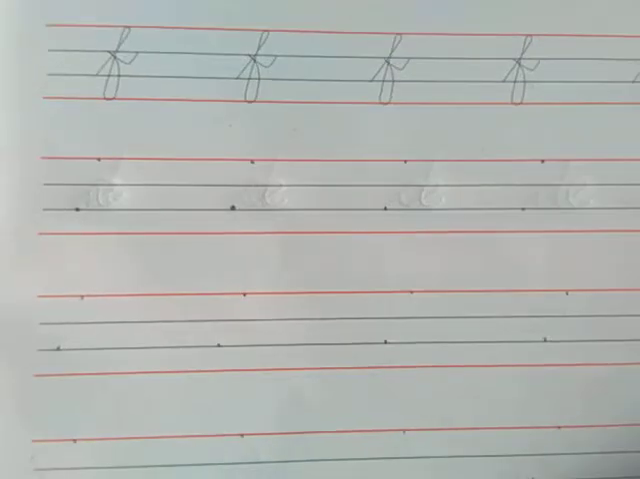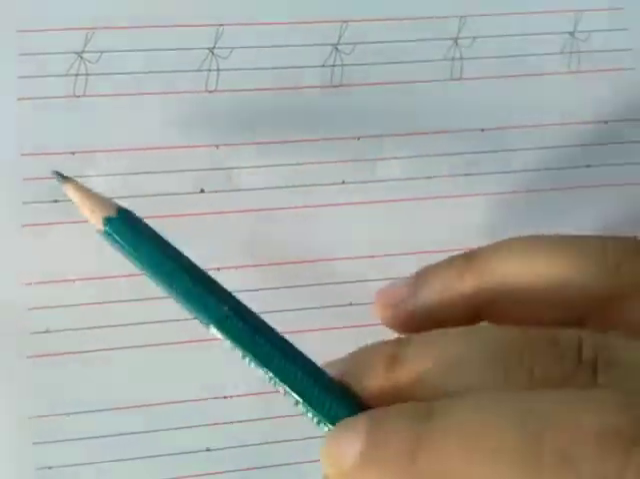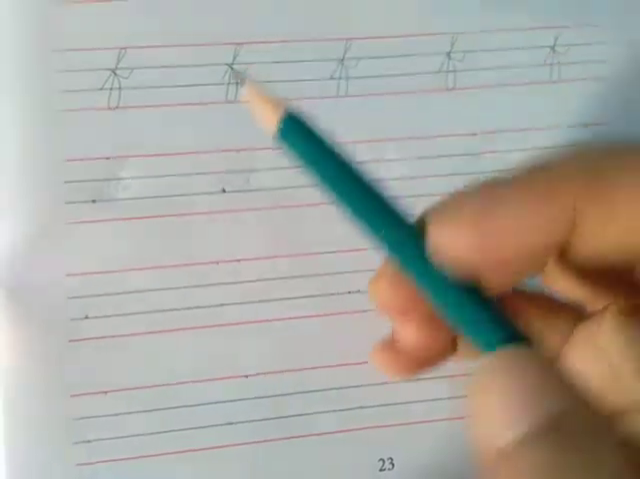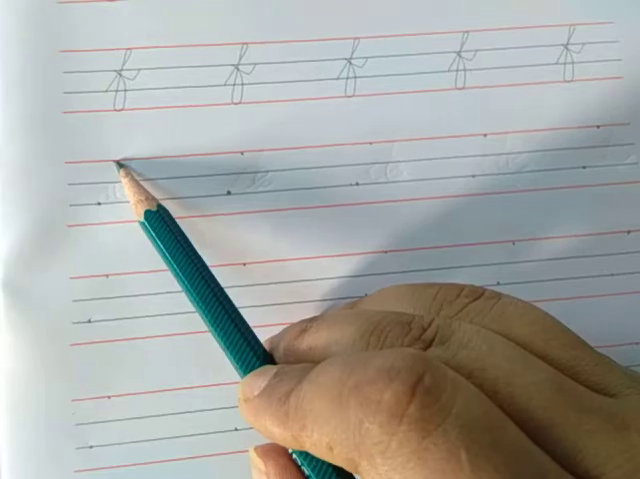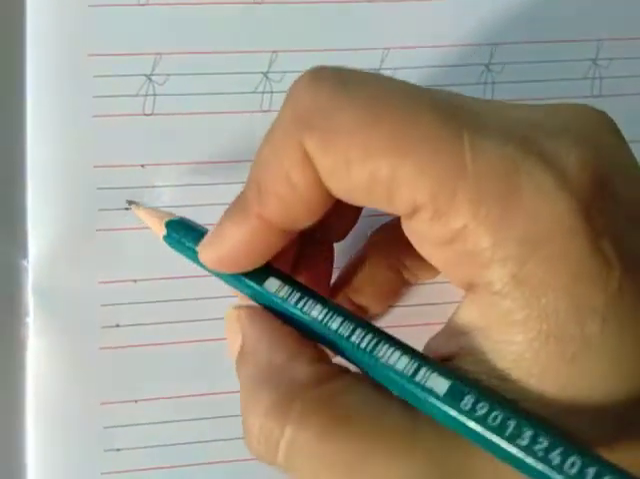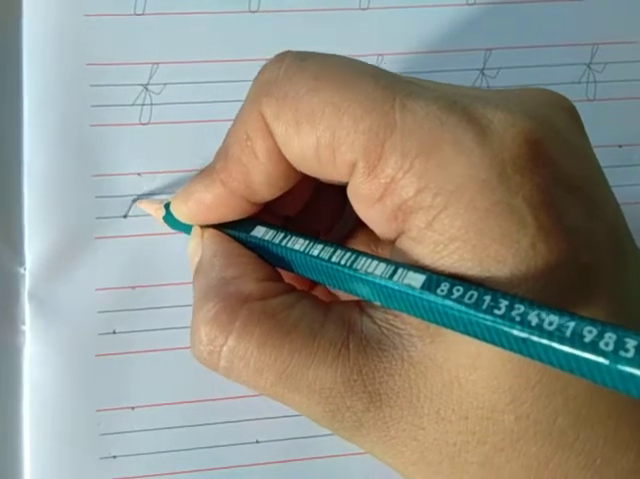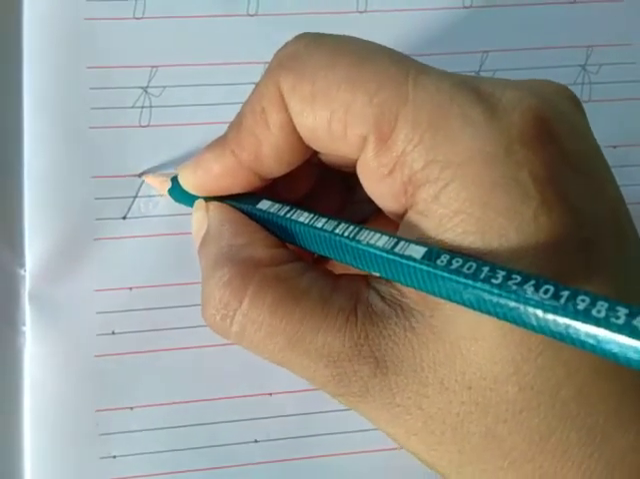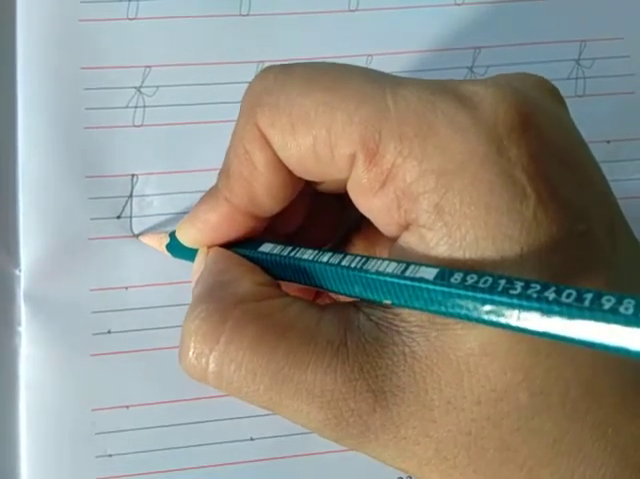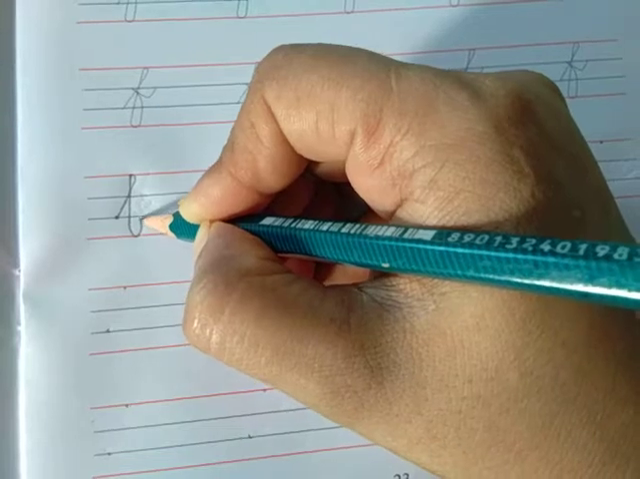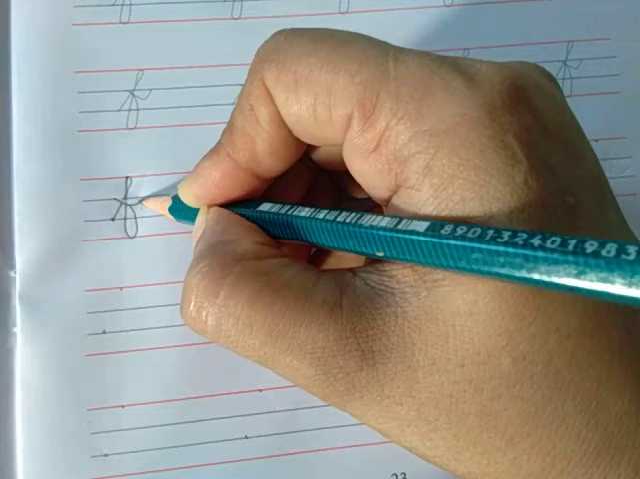Okay, after tracing you have to practice in these rule lines. And how will you practice? You have to give 2 points, first one and the second one in a slanting manner. And how do you write F? Go slanting up, take a loop, it will be standing, touch the fourth line and after that go like this and come like this.